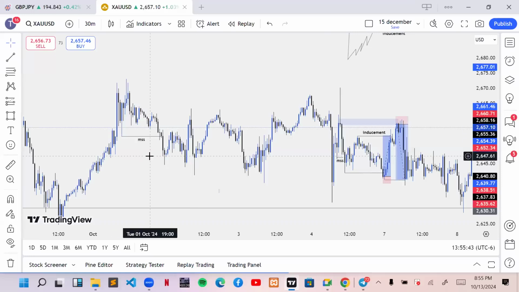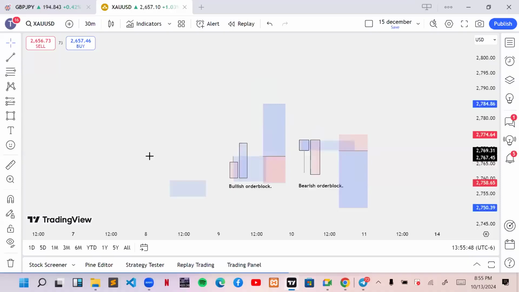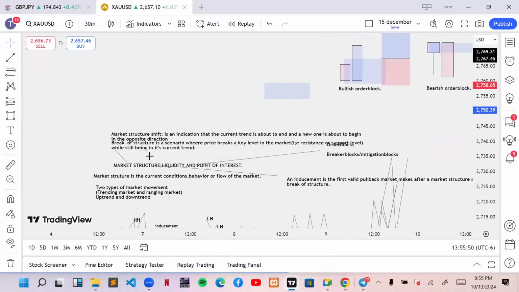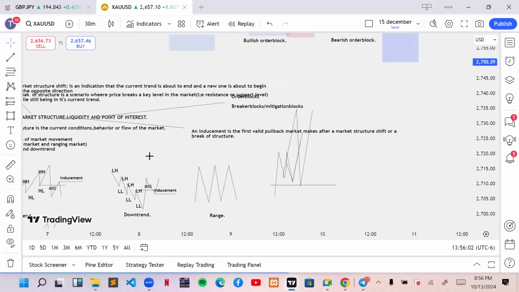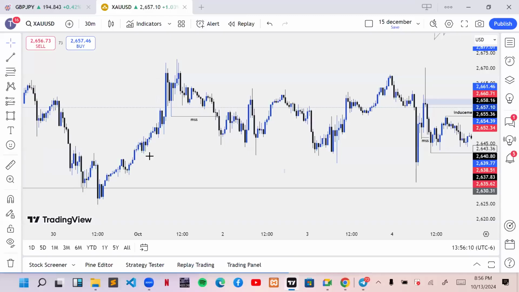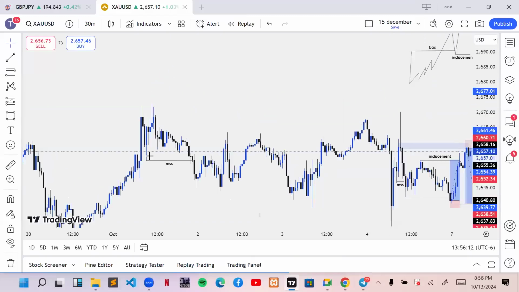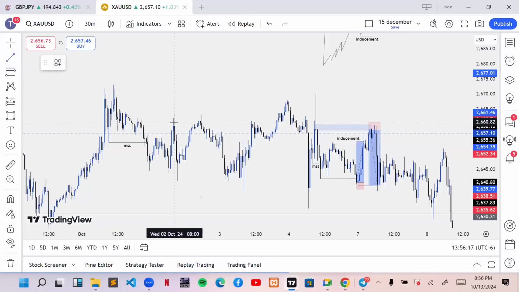So after I've gotten my structure part of it, what is next I look out for? Remember I said market structure, liquidity. After I've gotten my market structure, what is next I look out for? My liquidity. What do I say is my liquidity? Inducement. Now, what is my inducement? The first valid pullback that the market makes after a market structure shift. So the first valid pullback that the market makes after that shift is here.